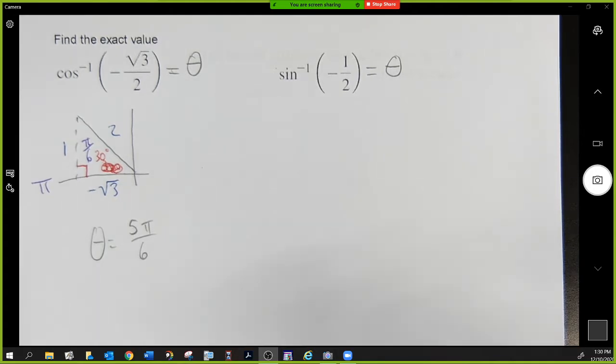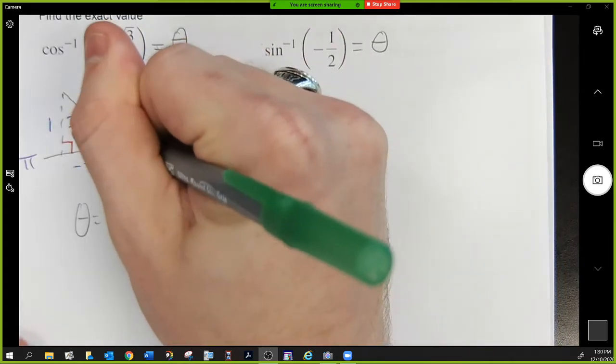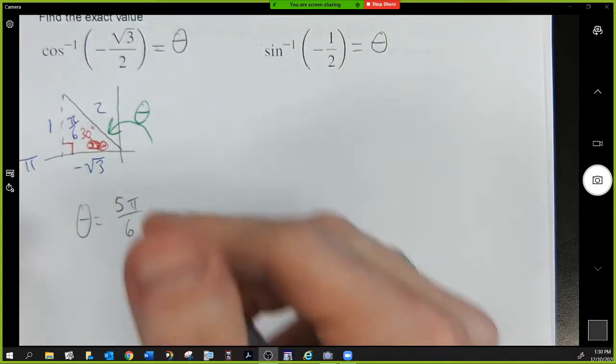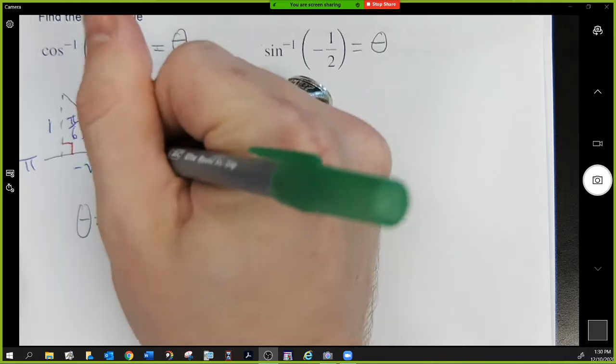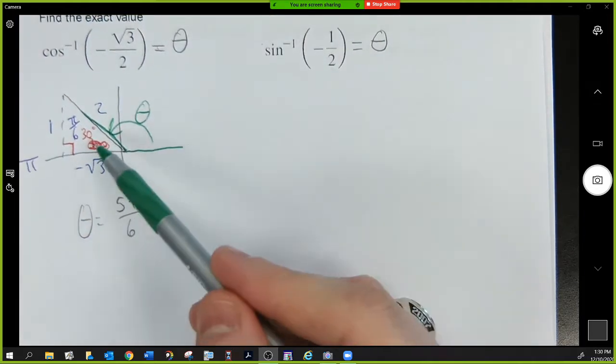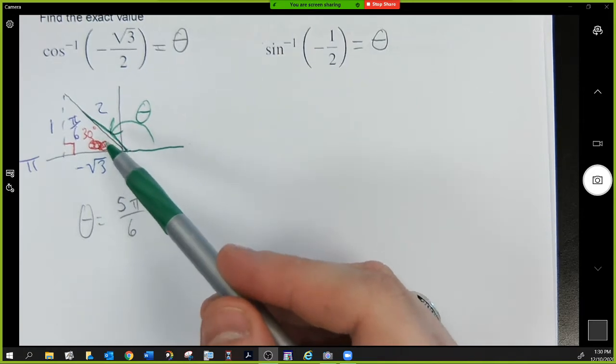Theta is out here. That is theta. Because our angles are always going to start at the positive x-axis, and then this is just the terminal side of our angle. So that's why we say, what's the reference angle that creates the triangle?